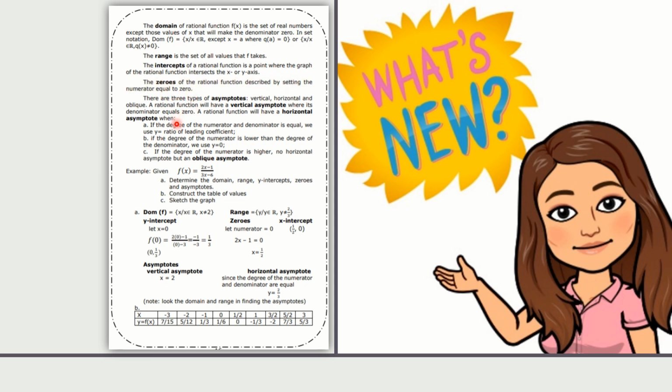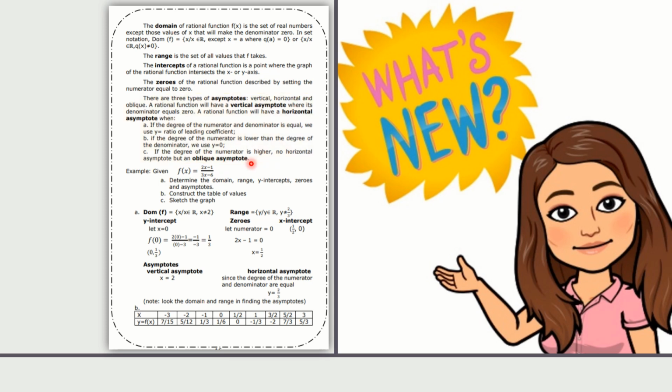There are three types of asymptotes: the vertical, the horizontal, and the oblique. A rational function will have a vertical asymptote where its denominator equals 0. A rational function will have a horizontal asymptote when, A, if the degree of the numerator and the denominator is equal, we use y is equal to the ratio of the leading coefficients. B, if the degree of the numerator is lower than the degree of the denominator, then we use y equal to 0 as our horizontal asymptote. If the degree of the numerator is higher, no horizontal asymptote but an oblique asymptote exists.